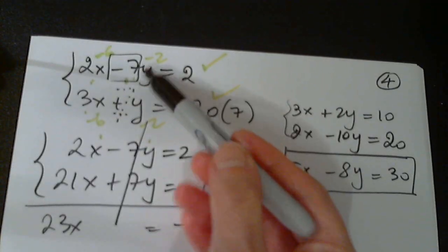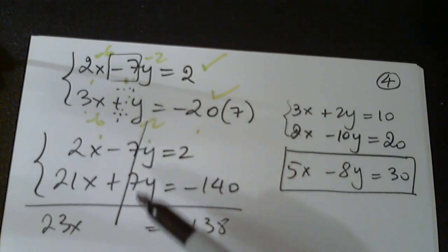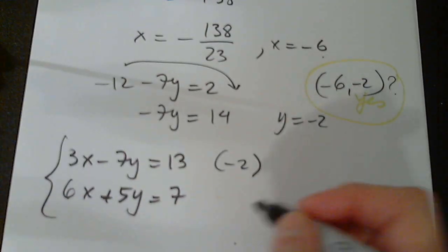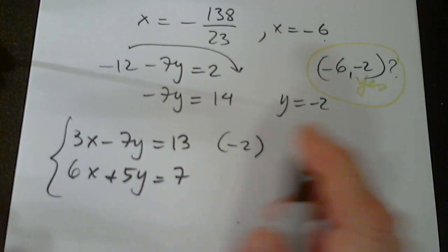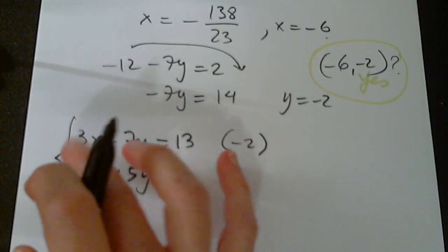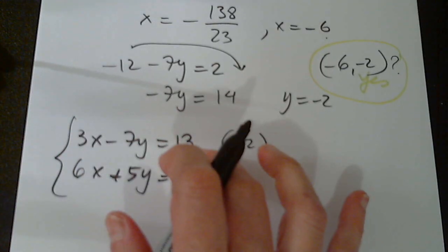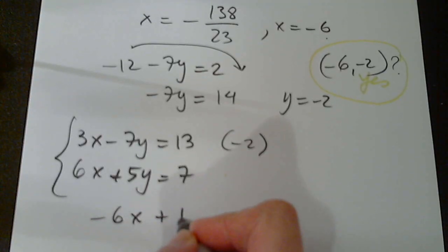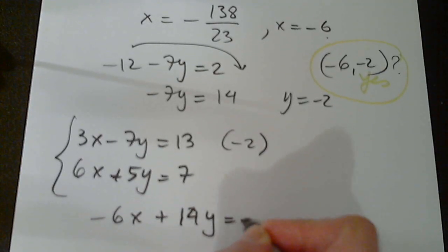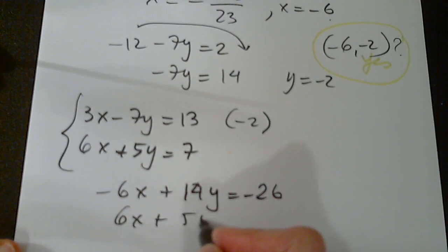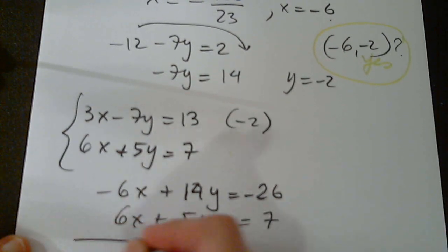Yes, one has to be negative, one has to be positive for the terms to go away when I add them. Good, so negative. And careful, do not multiply just the first term. You have to multiply everything, otherwise you're changing the equation. So negative 6x plus 14y equals negative 26, and 6x plus 5y equals 7.